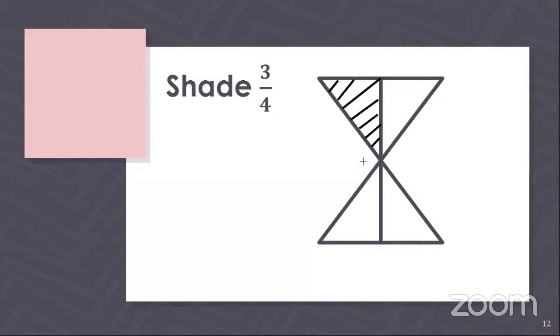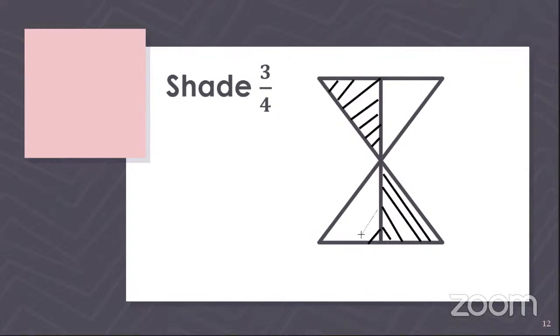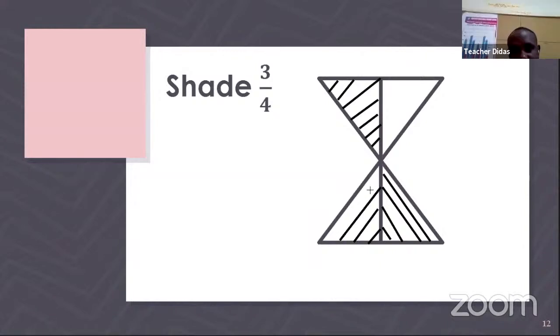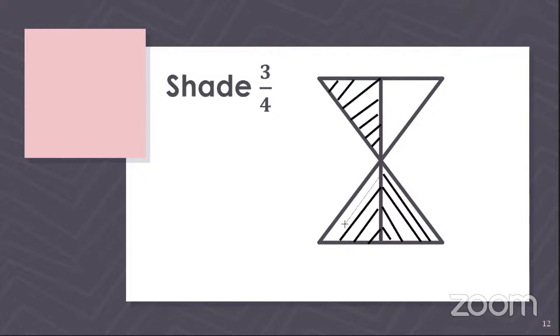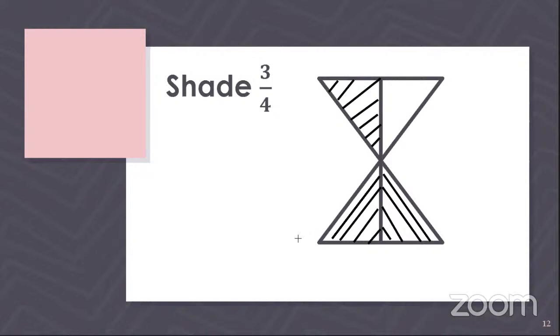I shaded this one also. Yes, teacher. How many have I shaded now? Three. So I end there. Yes, teacher. Okay, thank you very much, Alvin. So that's how we do it, very simple like that.